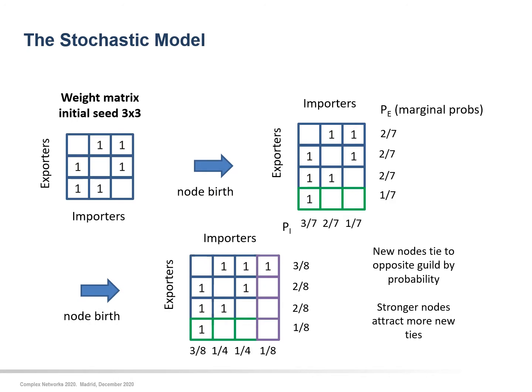We start with a tiny 3x3 seed matrix. When a new node arrives, it will attach to a node of the opposite guild with a probability that is a fraction of the global trade of that particular country.